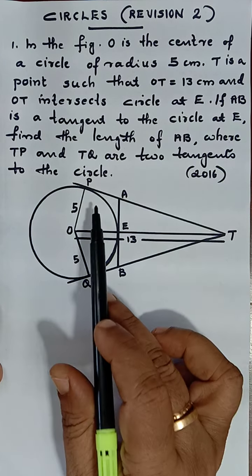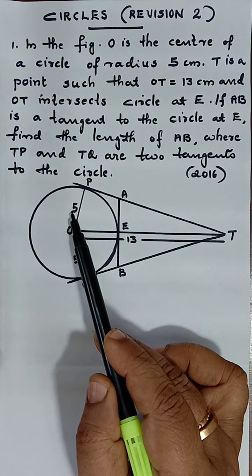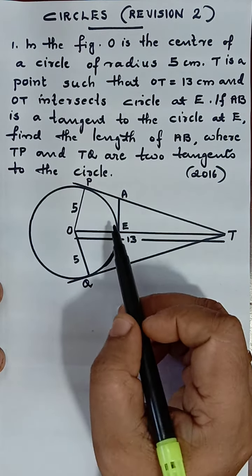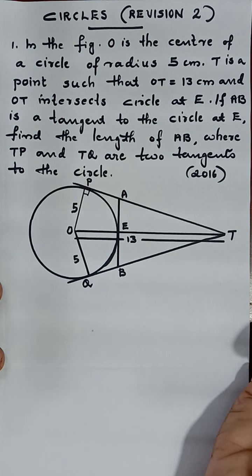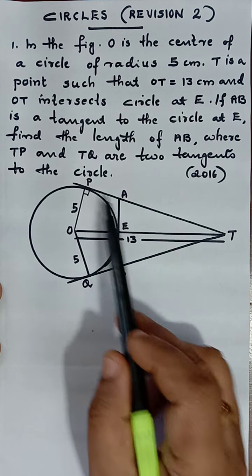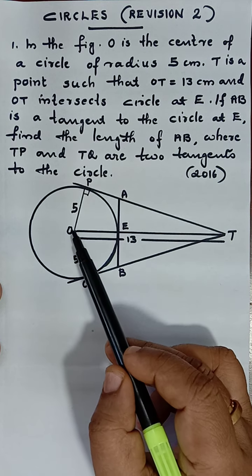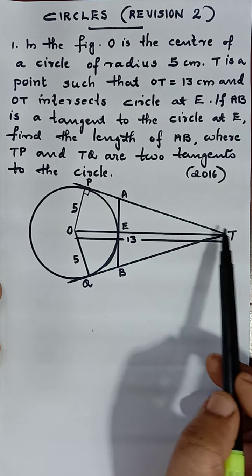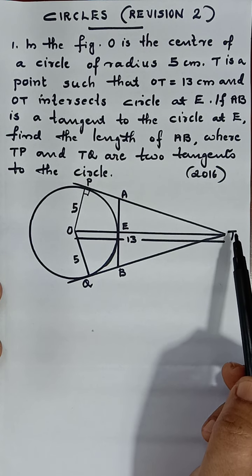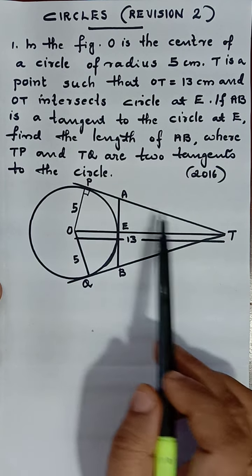So here we have TP and TQ, two tangents, and radius OP is given as 5 cm. As PT or TP is a tangent, the radius is always perpendicular to the tangent, we know. If we consider triangle OPT, we have side OP as well as OT. Therefore, let us find out what is PT. We can apply Pythagoras theorem since it is a right triangle.